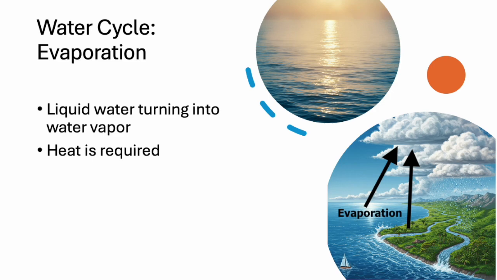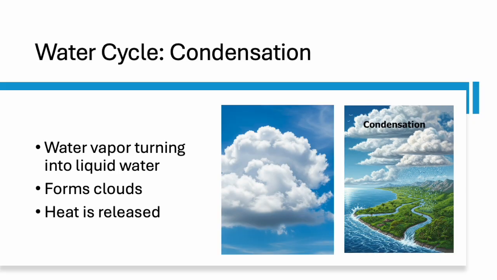So what happens to all that water vapor that rises up into the sky? As it goes higher, the air gets colder. When the water vapor gets cold enough, it changes back into tiny liquid water droplets or ice crystals. This process is called condensation. These tiny water droplets and ice crystals are so small and light that they float in the air and start to stick together, forming clouds. So every cloud you see is made of billions of tiny water droplets or ice crystals all clumped together.